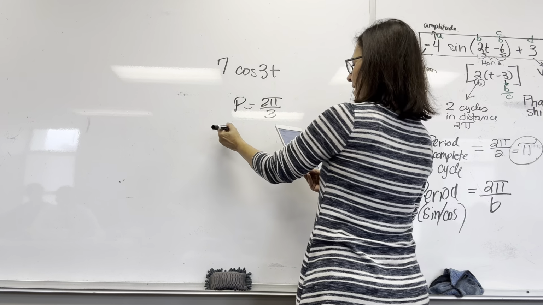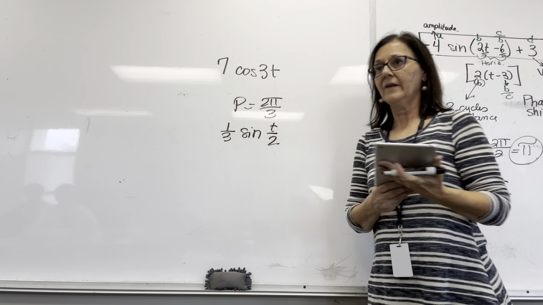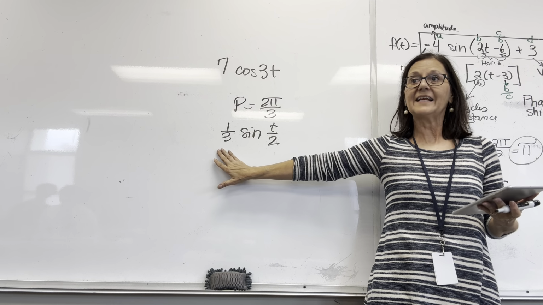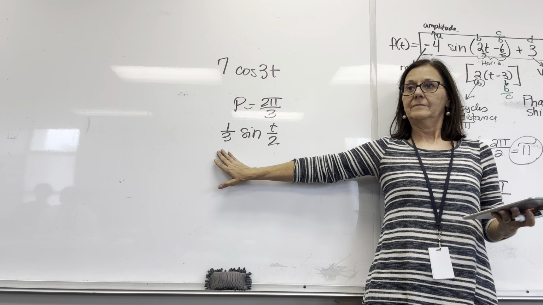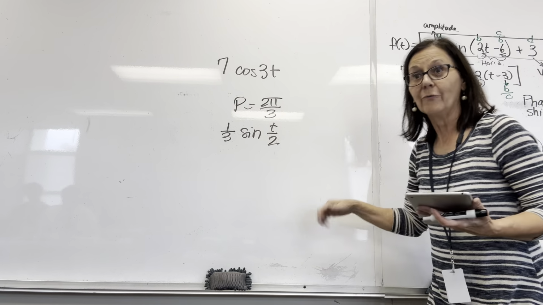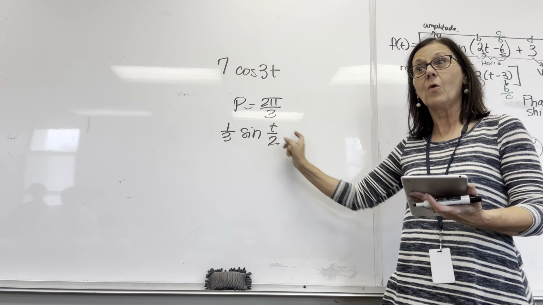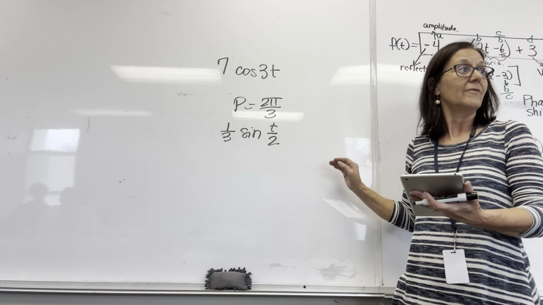All right, what about B? All right, Landry, what's this 1/3? That's the amplitude. What's the amplitude tell me? Megan, what's the amplitude tell me? How high, how low, right? Instead of going up to one, down, it's only going to go up to 1/3, down to -1/3, right?